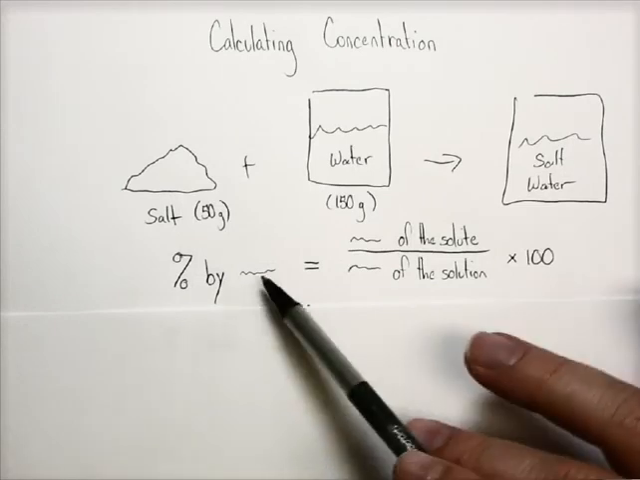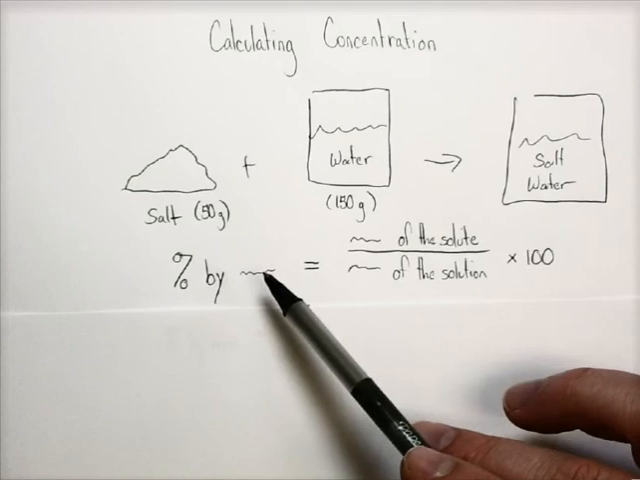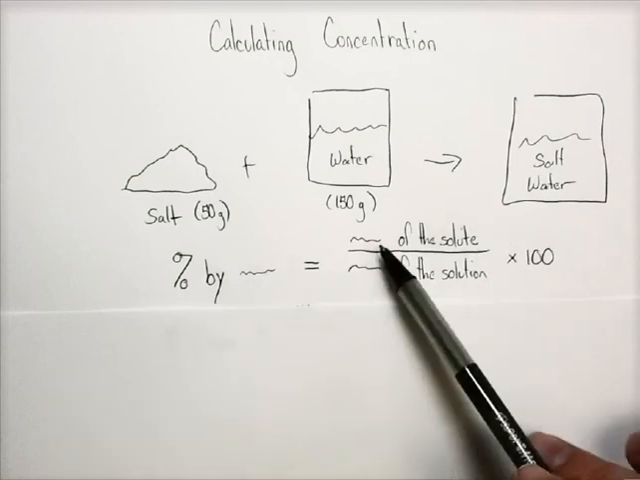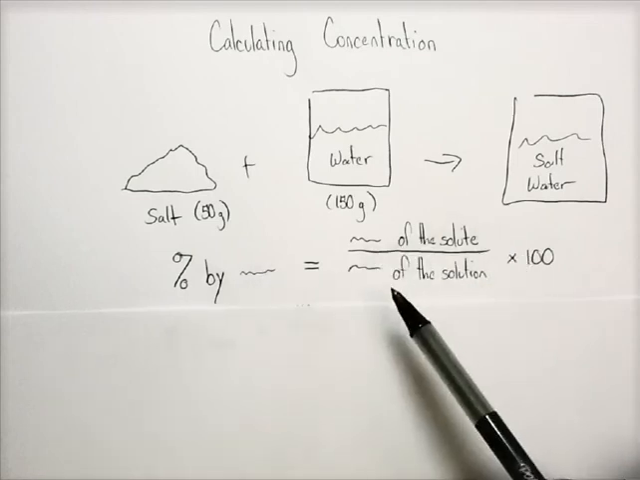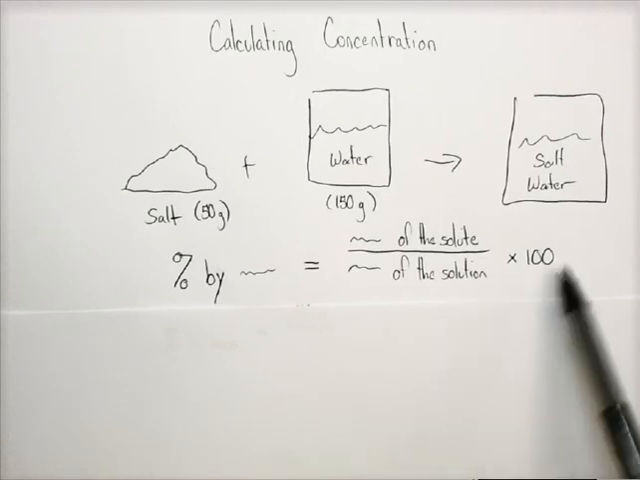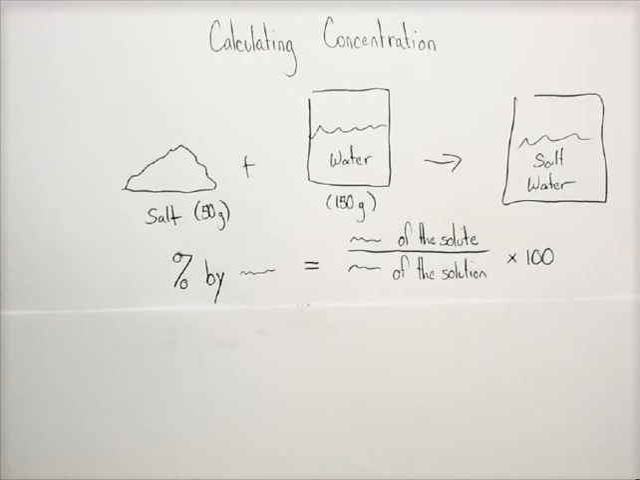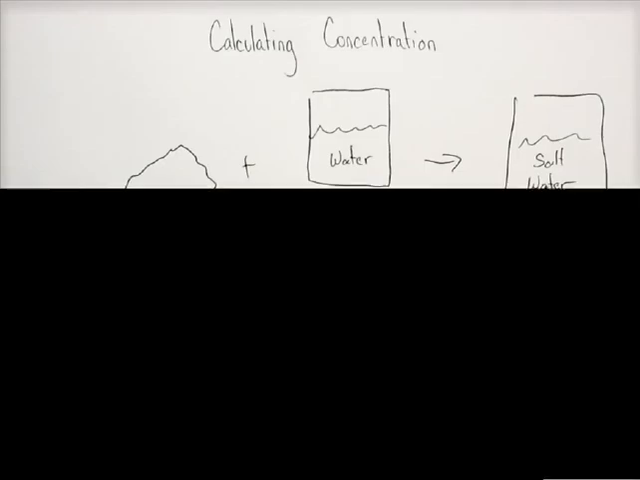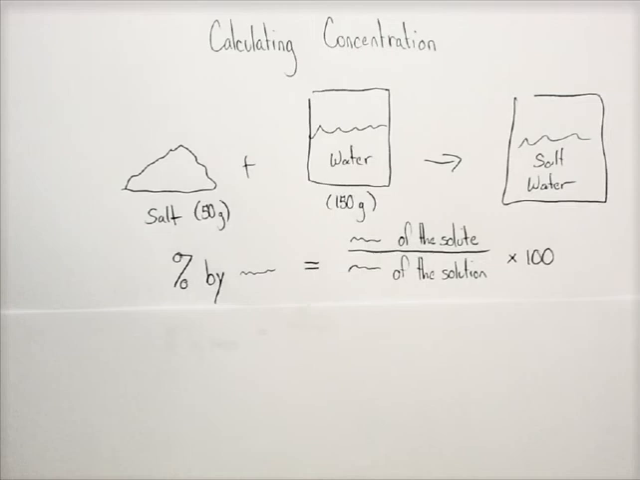So percent by mass or volume, either one, doesn't matter, equals the mass or the volume of the solute divided by the mass or volume of the solution times 100. Multiplying by 100 just gives it to you as a percentage. And so this is a quantitative measure of concentration. That is, we'll actually get numbers for this, which is quite nice. And so let's look at this situation.